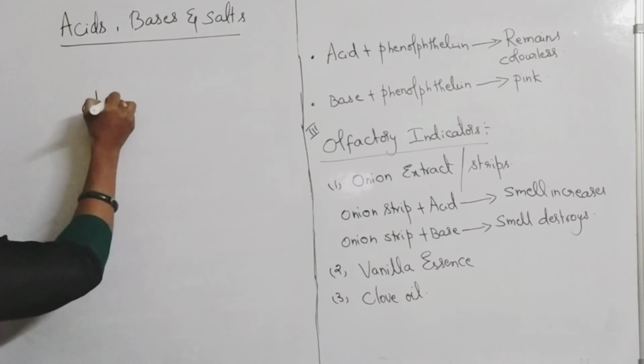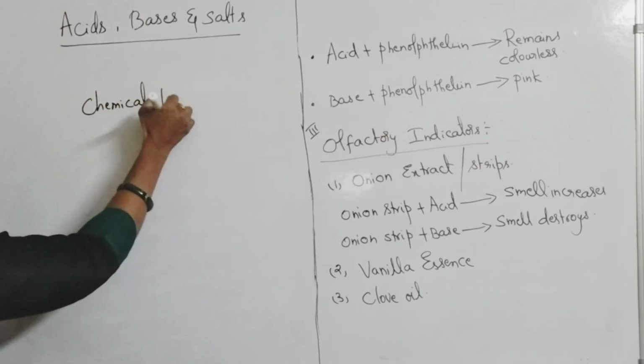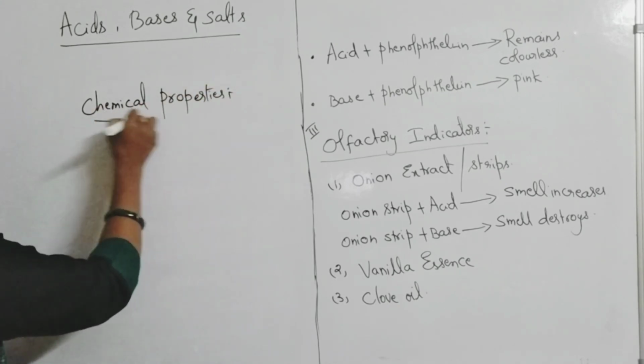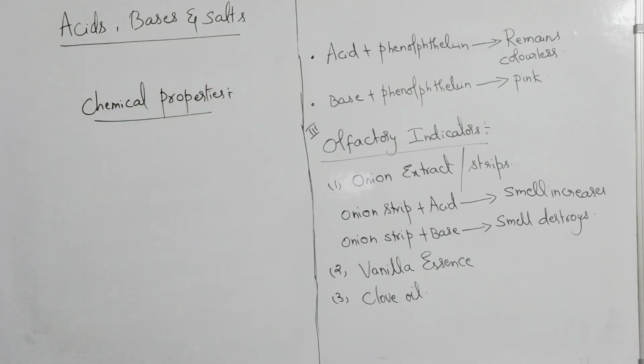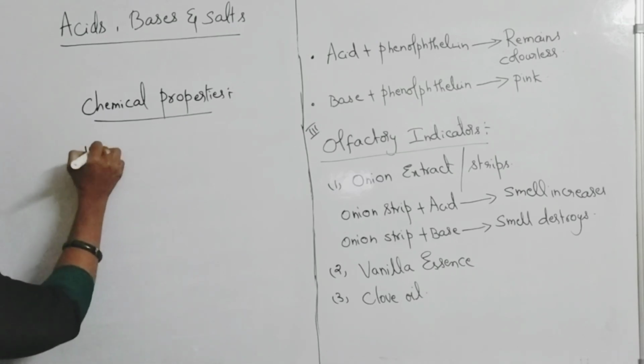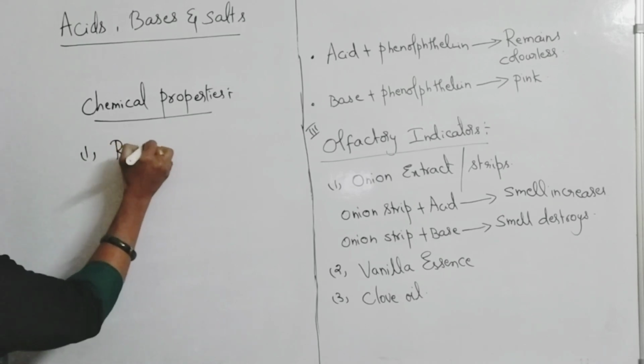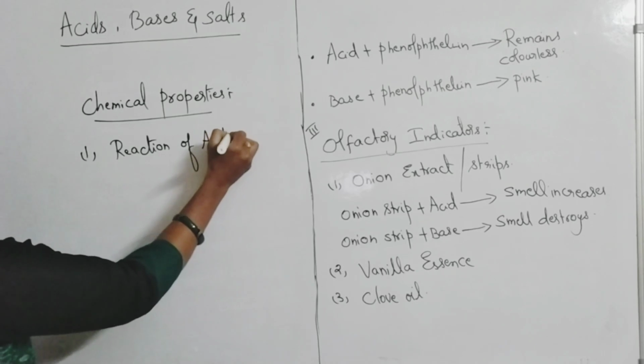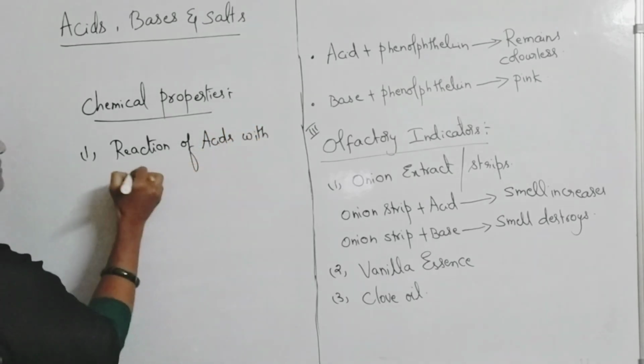So let us move on to what? Chemical properties of acids and bases. Let us learn about them. Chemical properties are being discussed in the form of activities in your textbook. First, let us learn about the reaction of acids and bases with metals. First, the reaction of acids with metals.